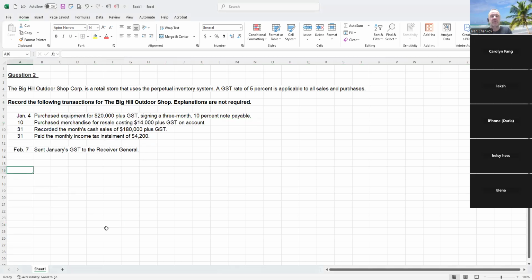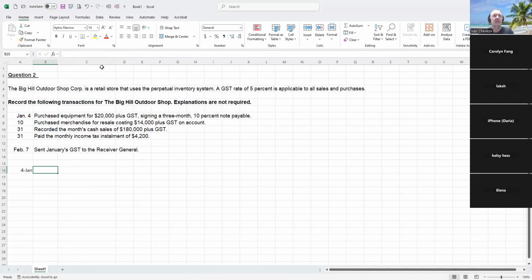Let's start with January 4th. What will be the transaction now? Obviously, we need debit and credit, correct? Which account are we going to debit, and which account are we going to credit? We purchase equipment for $20,000 plus the GST. We signed a 3 months, 10% note payable. Did we pay cash?